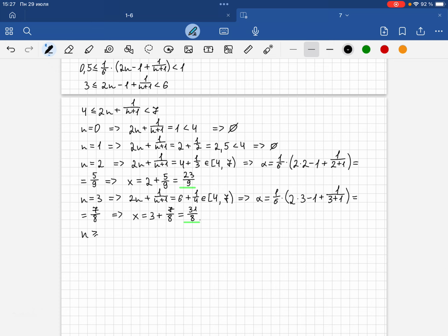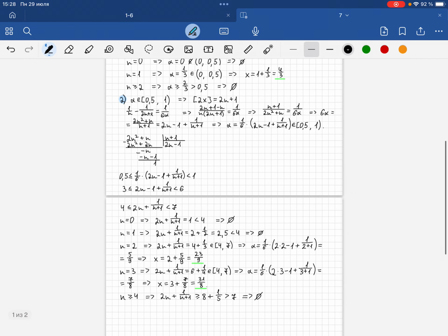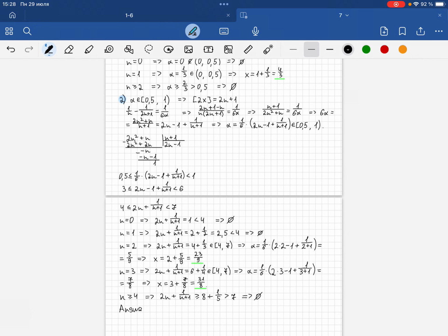And if we take any n that is greater or equal than 4, then our 2n plus 1 over n plus 1 will be greater or equal than 8 plus 1 over 5. So it is obviously greater than 7. So any pair of such numbers is not suitable for us. Which means that the answer consists of 3 numbers: 4 divided by 3, 23 divided by 9, and 31 divided by 8.